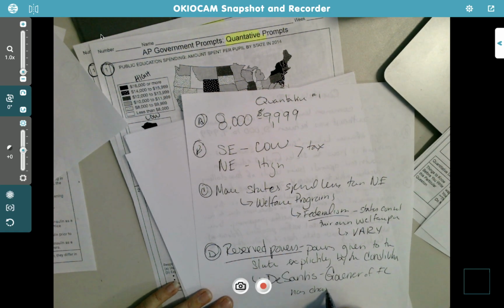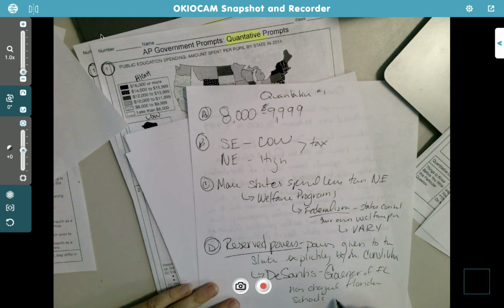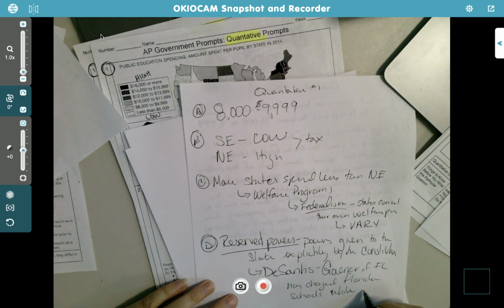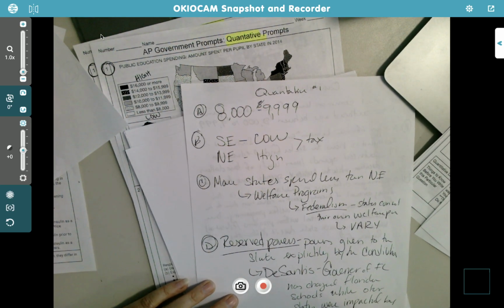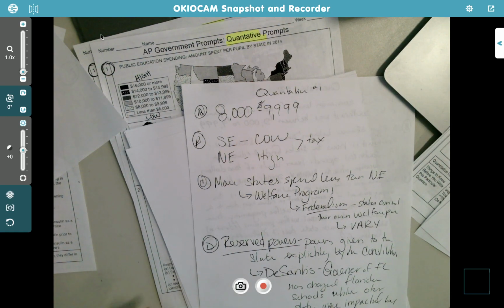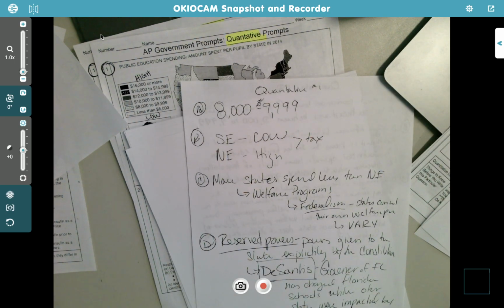Has changed Florida schools while other states were not impacted by his decisions. Good. What's our specific piece of evidence? What is our example here? The fact that we are citing who? DeSantis. Anytime it says something about explain, it's about providing an example. You have to state someone's name, you have to state a court case or a primary, you got to state something very direct. Is everyone clear?